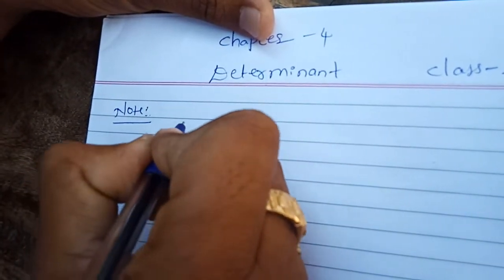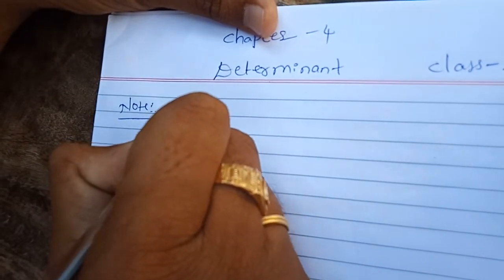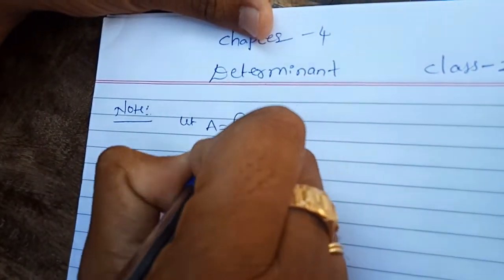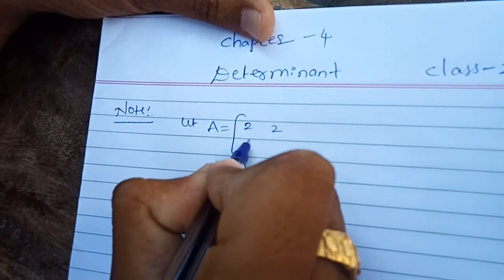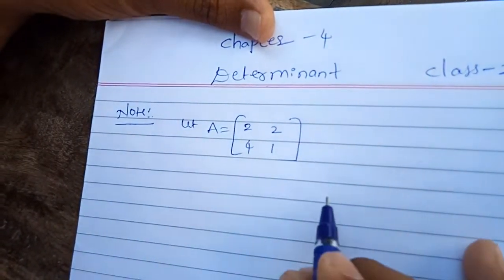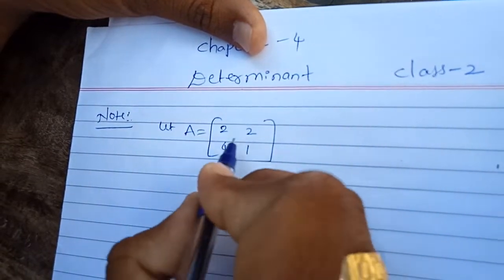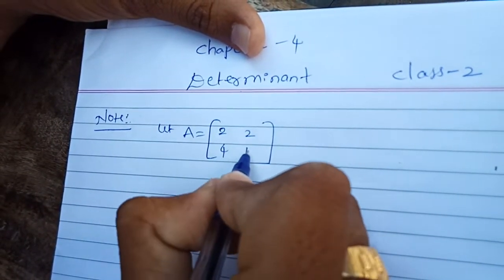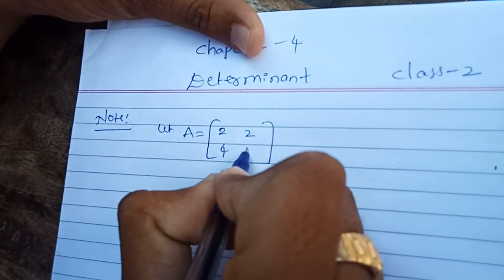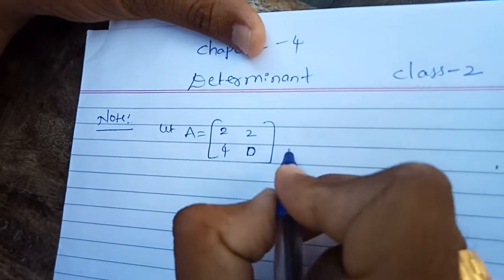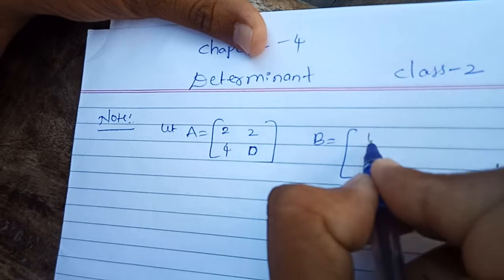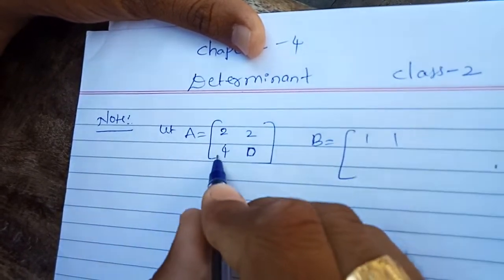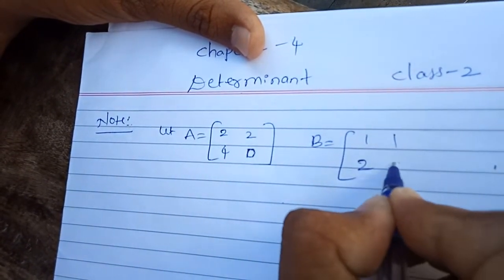What is that note? Suppose we take A as the matrix [2 4; 1 0]. Now I am writing the matrix B as [1 2; 1 0].